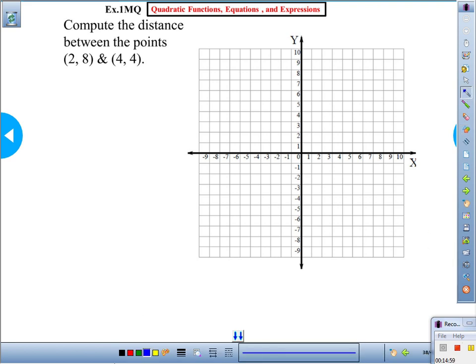All right, so first we plot our points. 2, 8. 4, 4. Draw the line for the distance that you need to compute. There it is. Nice and straight like mine.